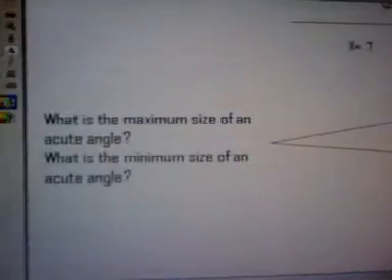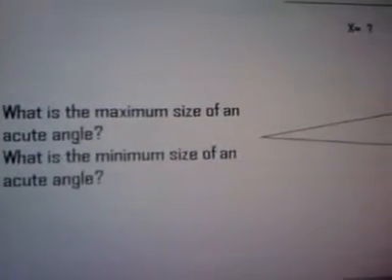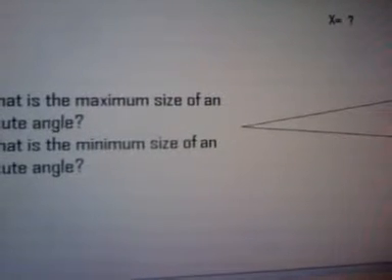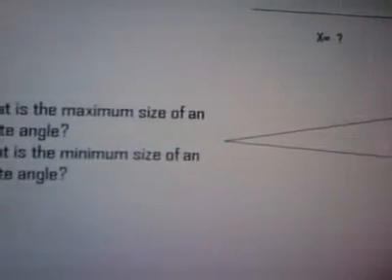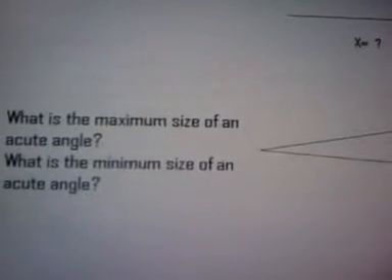Now we have an acute angle. What is the maximum size of an acute angle, and what is the minimum size of an acute angle? The maximum size of an acute angle is 79 degrees, and the minimum size of an acute angle is 1 degree.